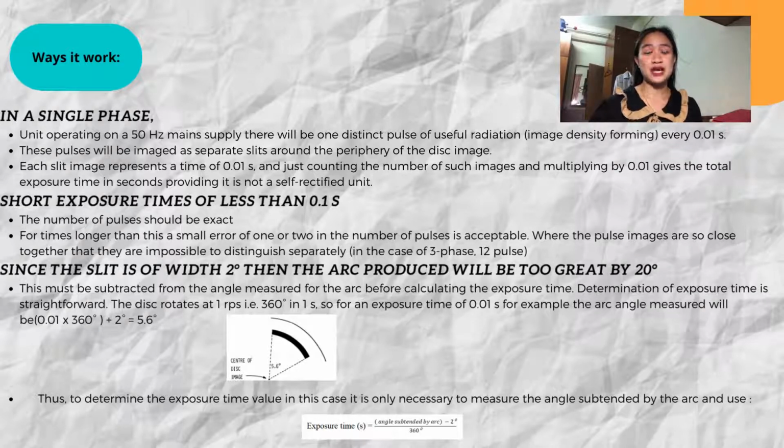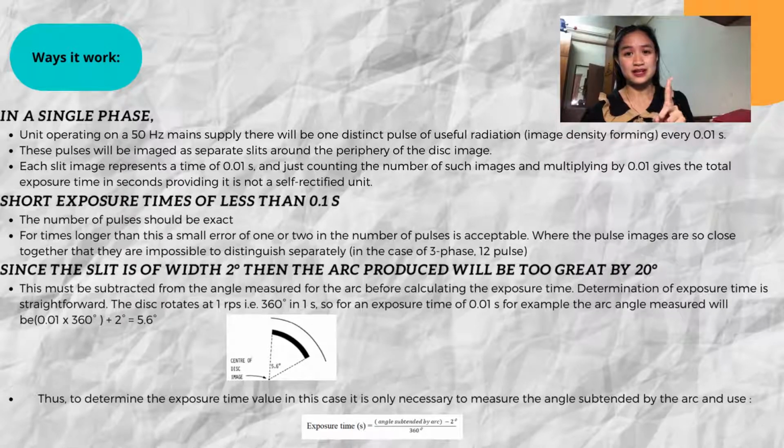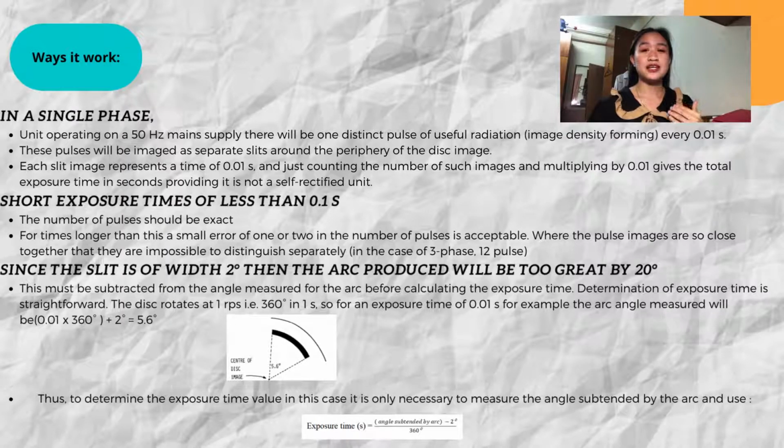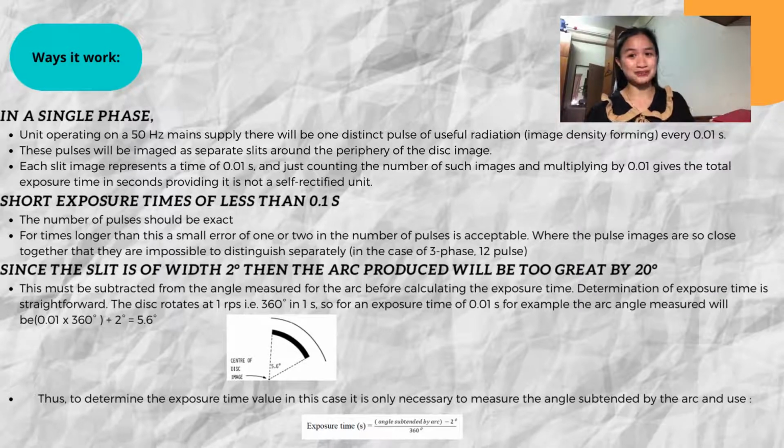The disc rotates at 1 RPS, so, for example, 360 degrees in 1 second. So for an exposure time of 0.01 second, for example, the arc angle measured will be 0.01 multiplied by 360 degrees, then plus 2 degrees, and then we will get the answer 5.6 degrees.